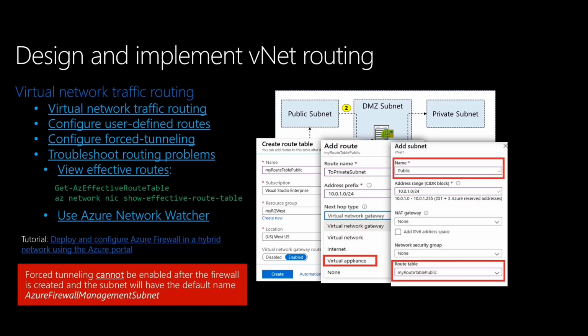Now, the box down here in the lower left corner makes the point that force tunneling cannot be enabled after the firewall is created, and the subnet that the force tunneling uses is going to have the default name Azure Firewall Management Subnet. So you may want to keep that in mind when you are planning out your infrastructure.